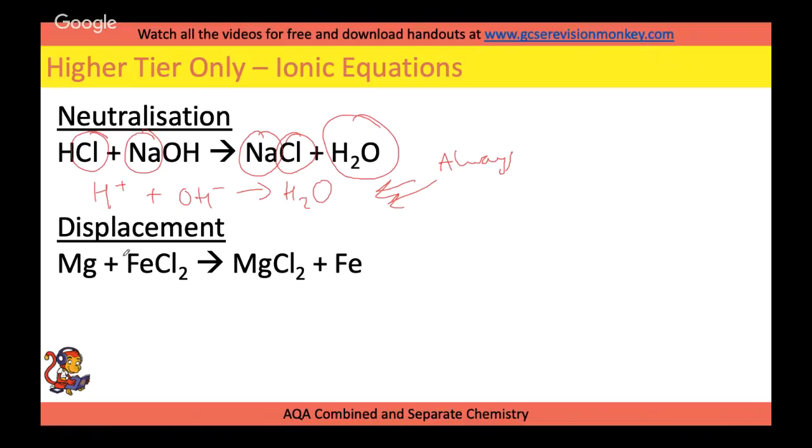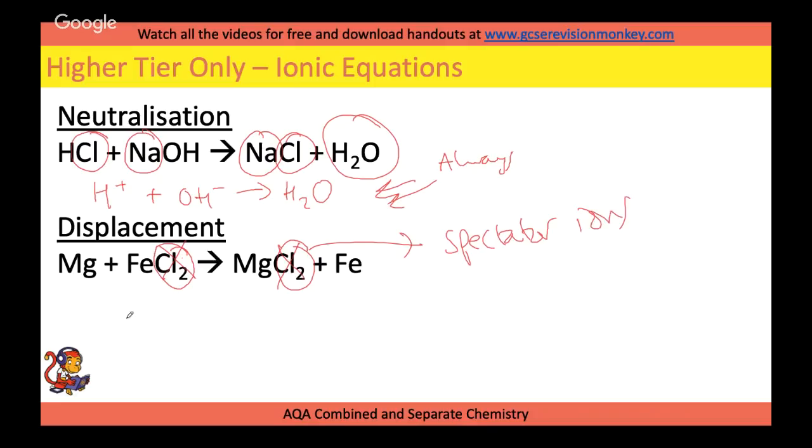If you get another one like displacement, you'll need to see which is staying in ion each side. So for example, here you've got chloride ions there and chloride ions there. We don't involve these in the equation. These are called spectator ions. They stay the same either side.